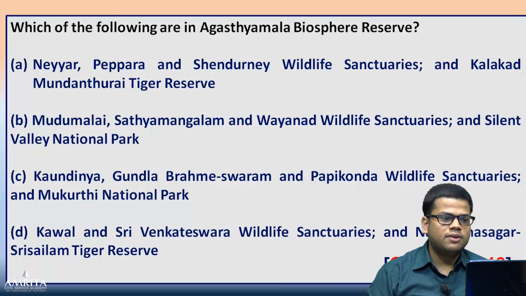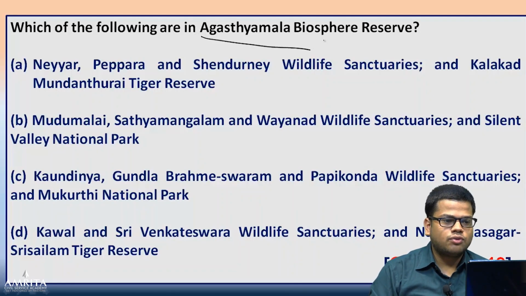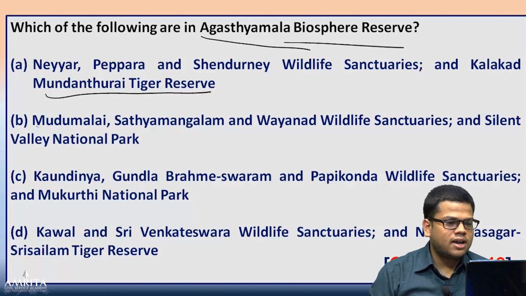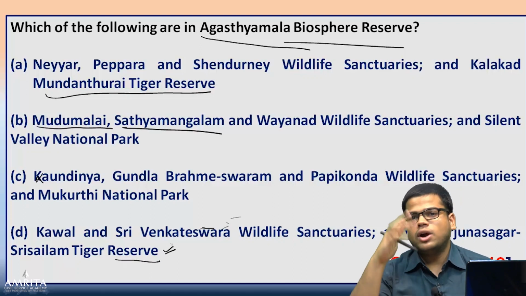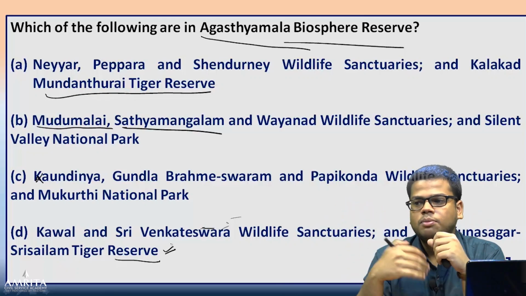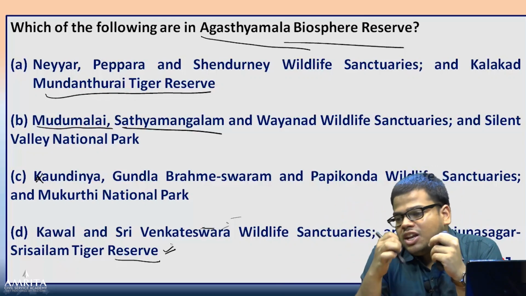Now if you have read tiger reserves, for example, this is Agastyamalai Biosphere Reserve. In almost every question there is one tiger reserve. This is Mudumalai Tiger Reserve, Satyamangalam Tiger Reserve. Here there is no tiger reserve, and here is Nagarjuna Sagar Srisailam Tiger Reserve. So if you know the location of these tiger reserves, you may not get the answer, I agree, but you are able to eliminate.